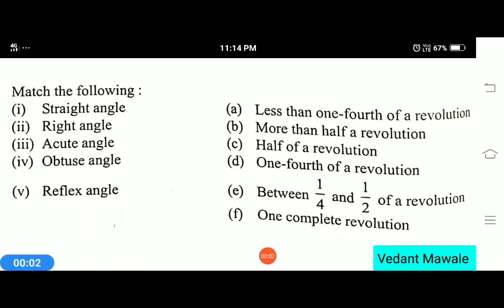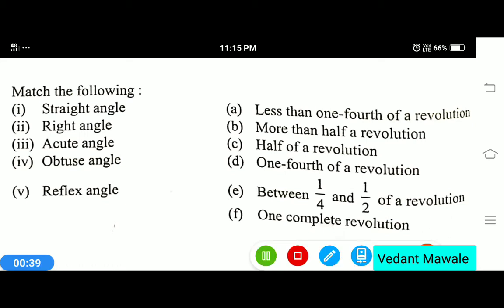So hello friends, today I will take a question: match the following. First, let's read the questions from the left side. The options on the left side are straight angle, right angle, acute angle, obtuse angle, reflex angle. And the options on the right side are less than 1/4 of a revolution, more than half a revolution, half of a revolution, 1/4 of a revolution, between 1/4 and half of a revolution, one complete revolution.